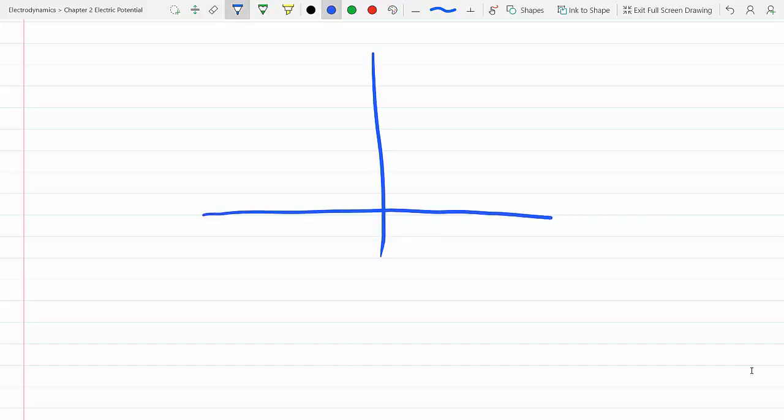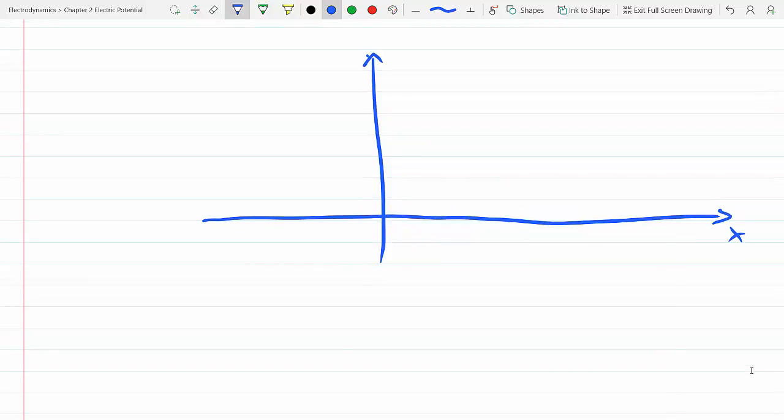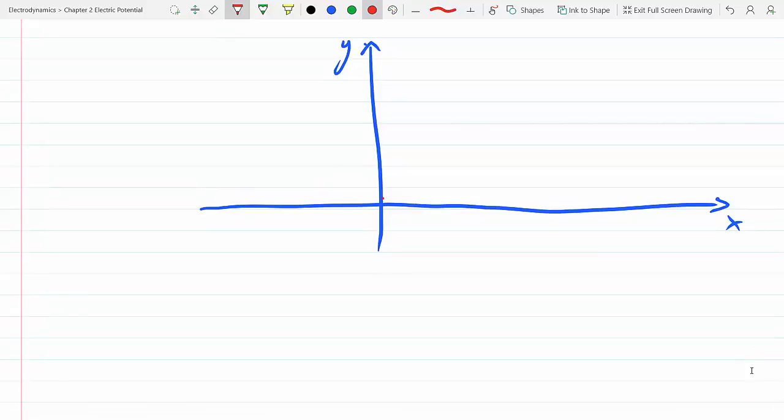Rod, from 0 to L. This is the y-axis, this is the x-axis, and this is the rod. So this is L here, and we need the potential at an arbitrary point P.